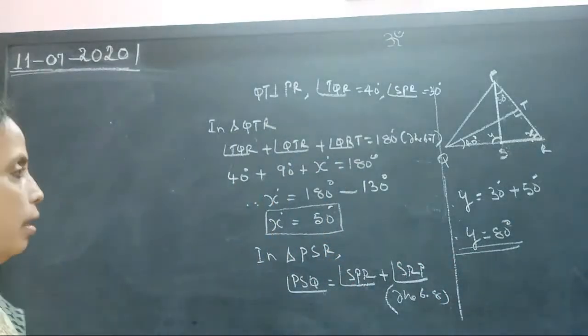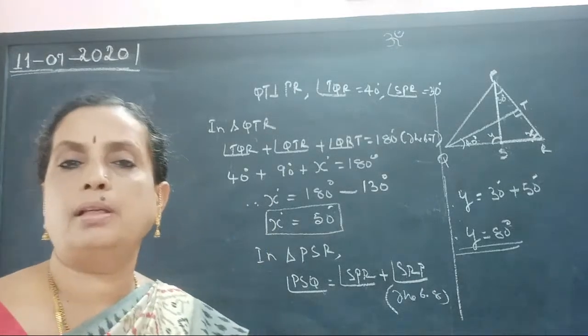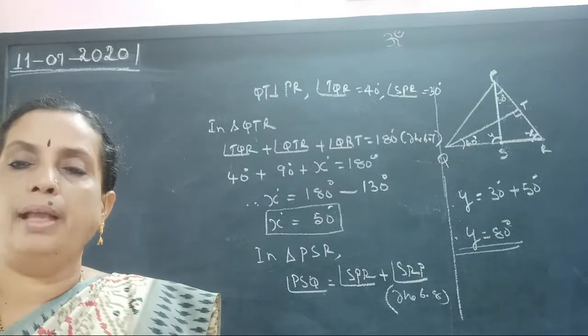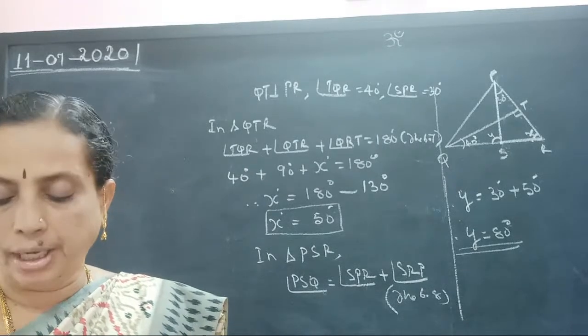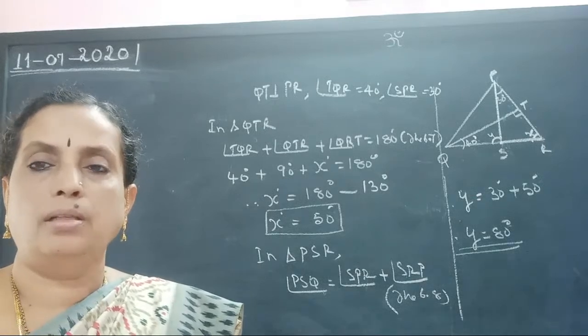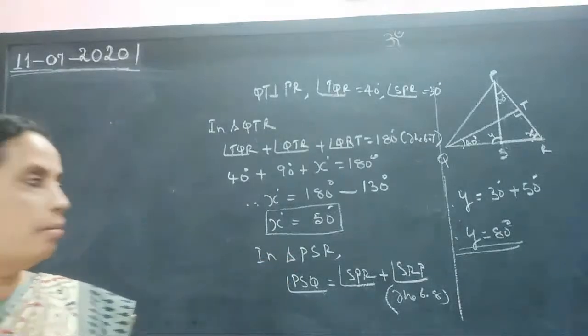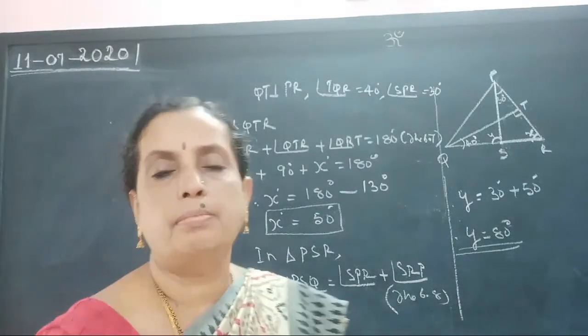So here in the first question also we have used angle sum property theorem 6.7, exterior angle property theorem 6.7, 6.8. Here also exterior angle property and angle sum property.